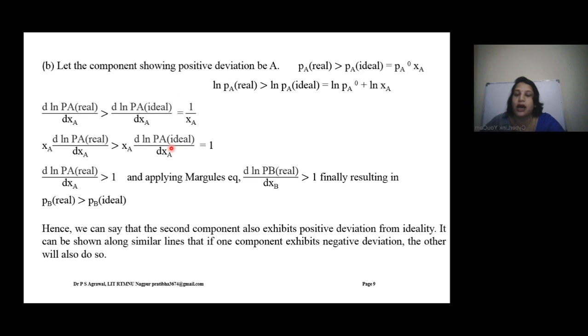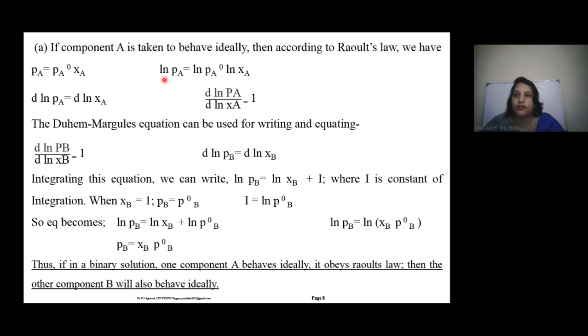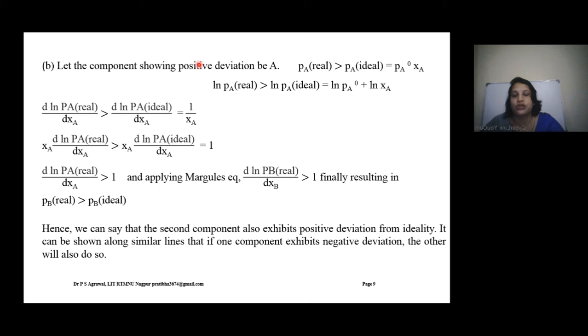This can also be asked in the exam. The two things which we have observed: if one is behaving ideally, the other will also behave ideally, and if one is showing positive deviation, the other will also show positive deviation, or we can consider it for negative deviation also, just a matter of sign. So we can prove it successfully.